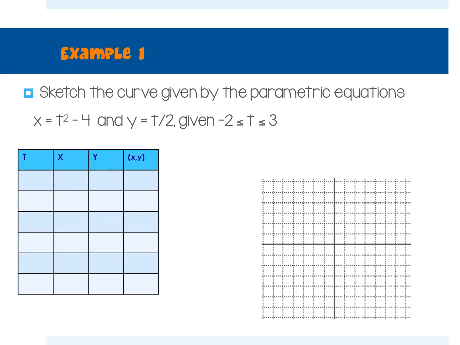All right, so this is what it's going to start with. Sketch the curve given by the parametric equations x equals t squared minus 4, and y equals t over 2, given negative 2 is less than or equal to t, which is less than or equal to 3. So that gives me my values to plug in. Less than or equal to means I'm going to include negative 2. So I'm going to start where t is negative 2. I'm going to go negative 1, 0, 1, 2, 3.